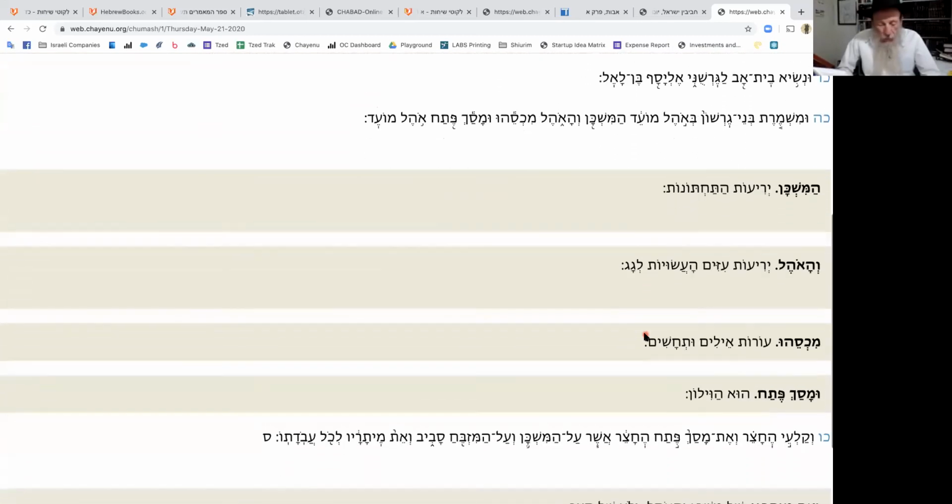Gershon. It was not a tribe. The tribe was Levi. What did they do? Ba'oel Moed, a Mishkan, Ha'ohel. They took all of the tapestries, the cloth, the tent, the covering, a Masach Pesach Ha'ohel, the covering over the opening, a Moed. Kalei HaChatzir, all of the tapestries that went around the whole entire courtyard.